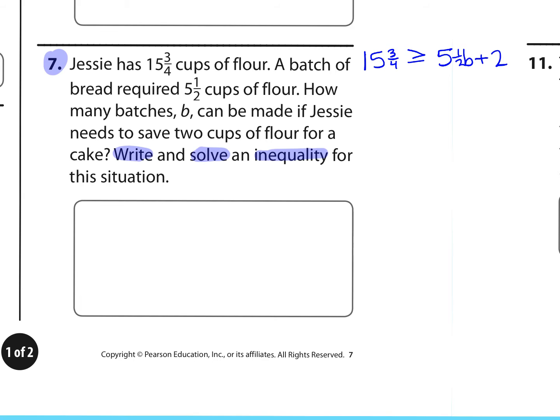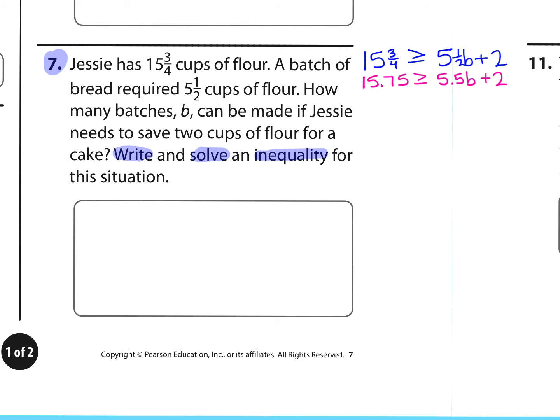I would probably start with simplifying, because I can change these mixed numbers to decimals because they're terminating decimals. So I'm going to go ahead and change them so it's just easier for me to calculate. So 15.75 is greater than or equal to 5.5b plus 2.